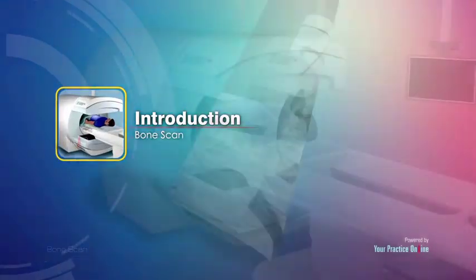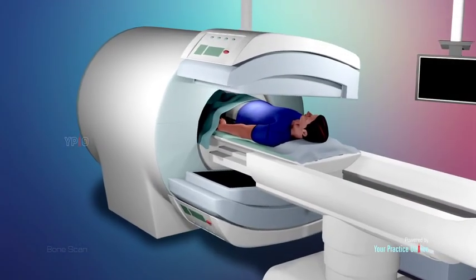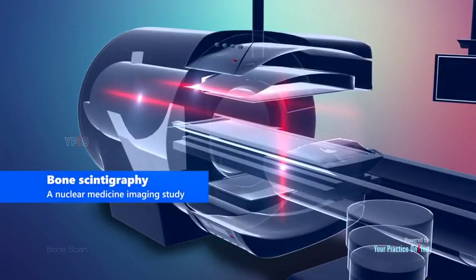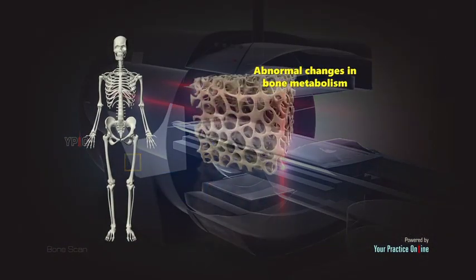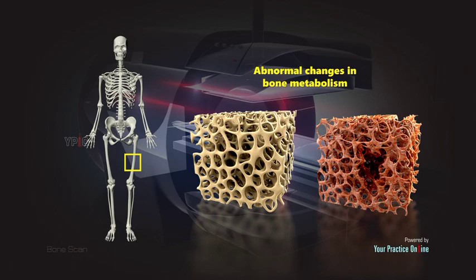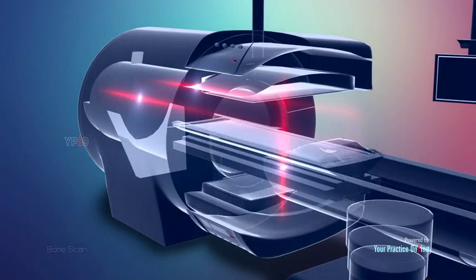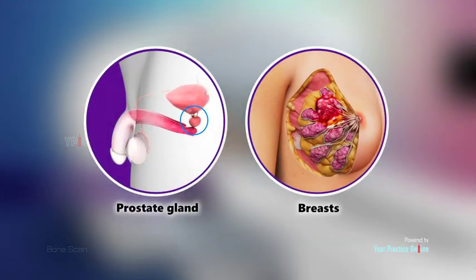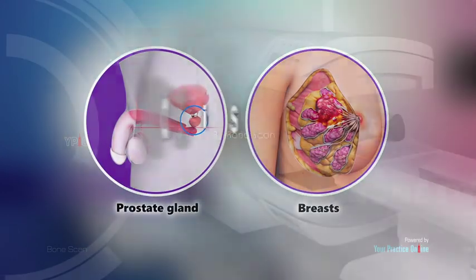Introduction. A bone scan, also known as bone scintigraphy, is a nuclear medicine imaging study that involves the use of radioactive tracers to help diagnose various kinds of bone disease by detecting abnormal changes in bone metabolism. Bone scans are often used to track the spread of cancer from other parts of the body, such as the prostate gland or breasts, to the bone and assess the response to treatment.